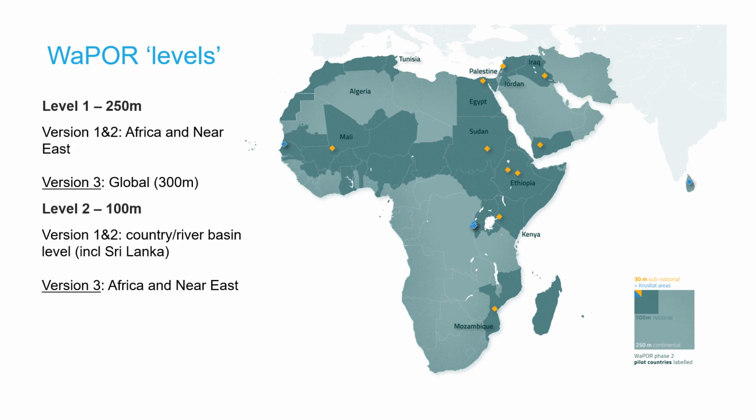The level 2 data has a spatial resolution of 100 meter and for version 1 and 2 was available for specific countries and river basins. For version 3, the 100 meter resolution data will be made available for the old WaPOR extent, Africa and the Near East. Finally, the high resolution data of 30 meter resolution is made available for specific areas, mostly focusing on agricultural lands. The number and locations continue to expand. In the map you can see the current available locations of level 3 data.